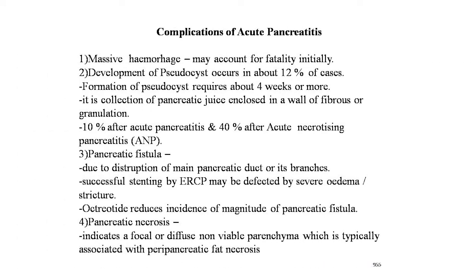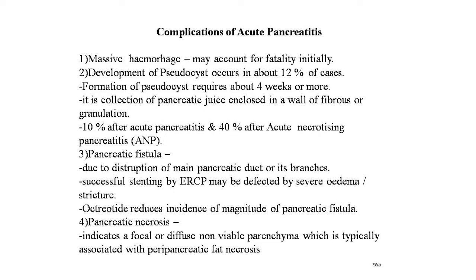The main complication of acute pancreatitis is massive hemorrhage, which may account for fatality initially. Development of pseudocyst occurs in about 12% of cases. Formation of a pseudocyst requires about 4 weeks or more. It is a collection of pancreatic juice enclosed in a wall of fibrous or granulation tissue. It occurs in 10% after acute pancreatitis and 40% after acute necrotizing pancreatitis, that is ANP.